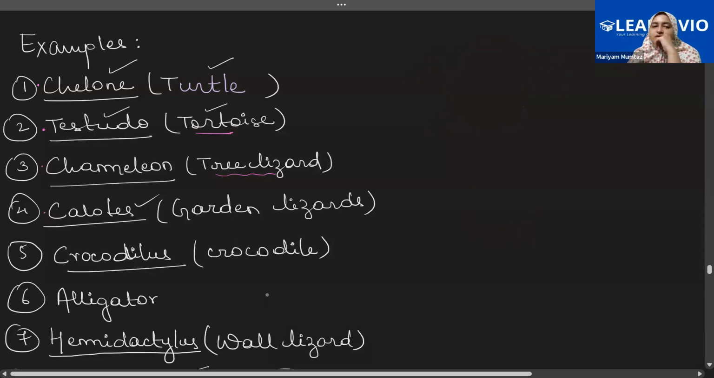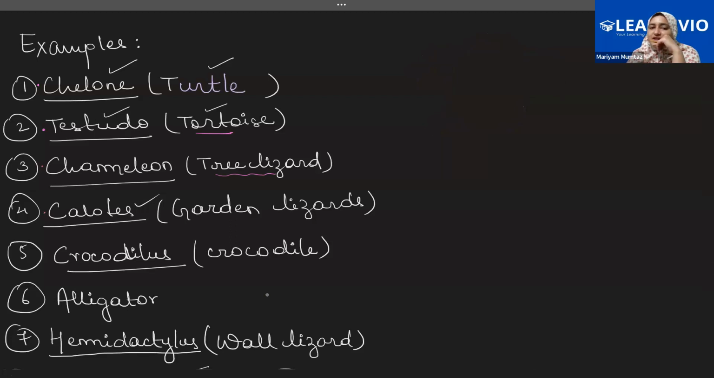So Chilone is a turtle. Testudo is the name of tortoise. Then there is chameleon. Everyone knows chameleon, right? It is a tree lizard. It changes color. Calotes, these are the garden lizards.